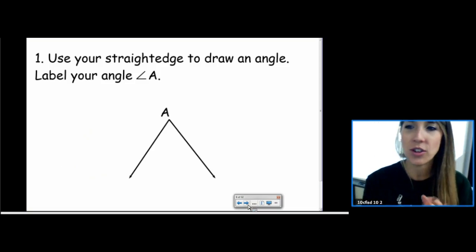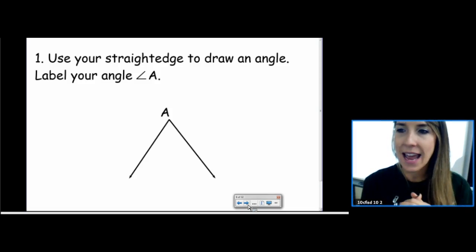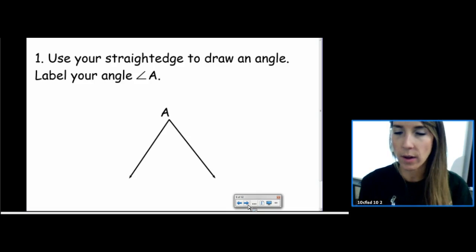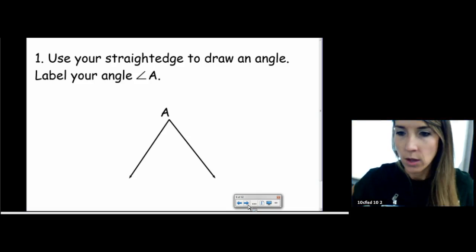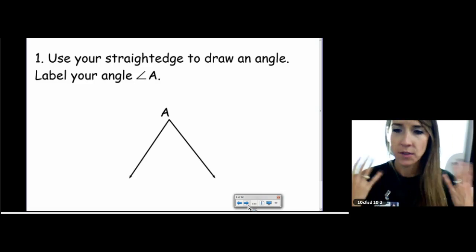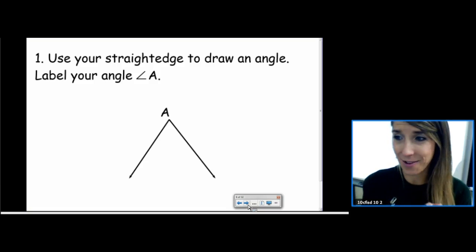I want you to use your straight edge, and I want you to draw an angle. The beauty is it can be any angle you want. I want this one to be acute, though. Let's start with an acute one. Label the vertex of your angle A. Make sure you use a straight edge. We don't do constructions freehand. You've titled your notes Isosceles and Equilateral, and you've drawn an acute angle.